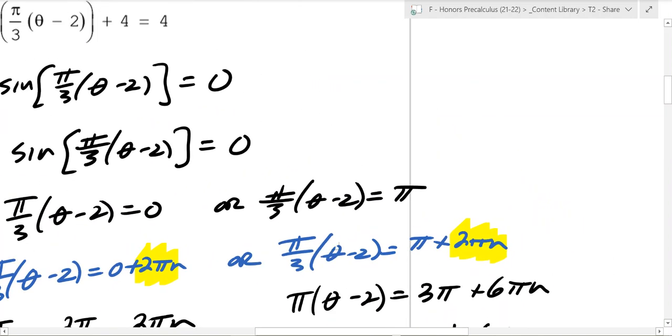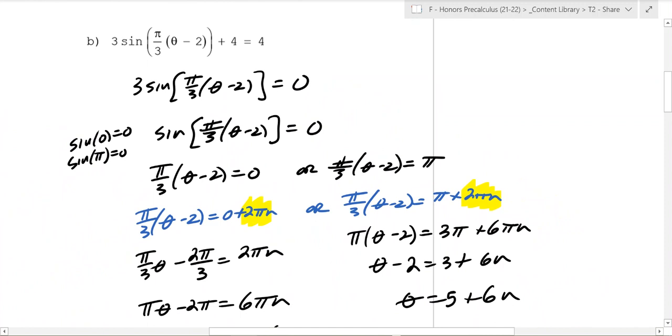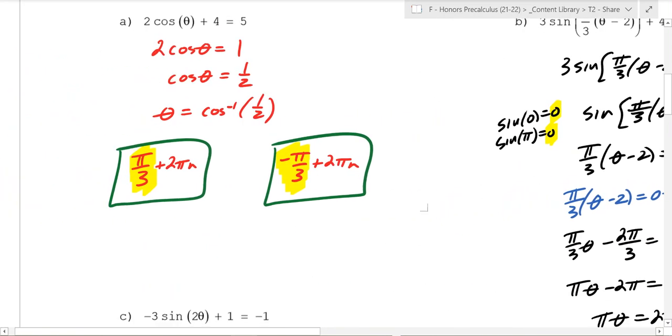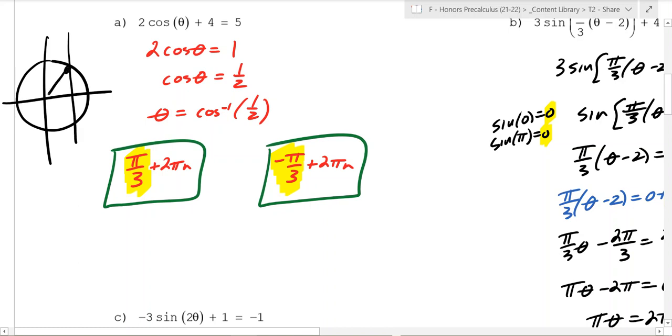So the key thing here is that when you're doing these values here, you have to be very careful. Once you get to this step right here, the sine of what is equal to 0? Well, the sine of 0 is equal to 0, and the sine of pi is equal to 0. And then over here, when you have cosine, remember, you can always see this on the unit circle. If you want the cosine of what is a half, that's the x value. That's going to be this value right here and the one below. So that's why it's pi over 3 and negative pi over 3.